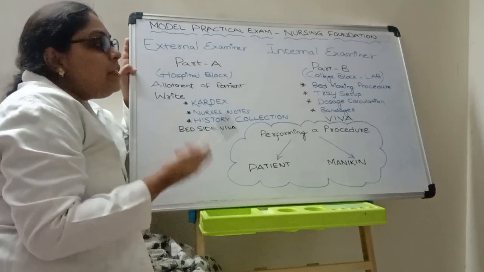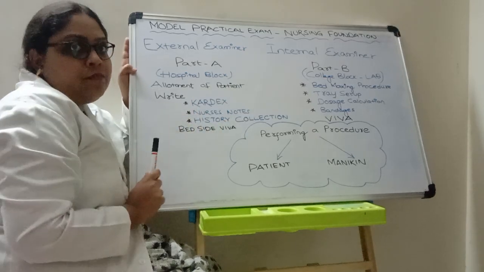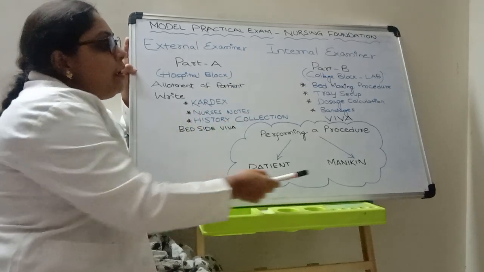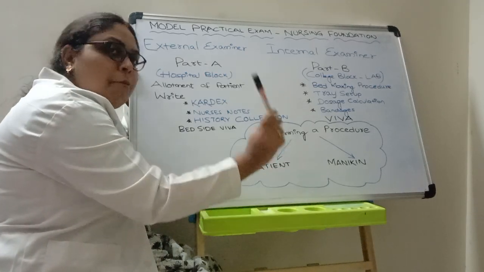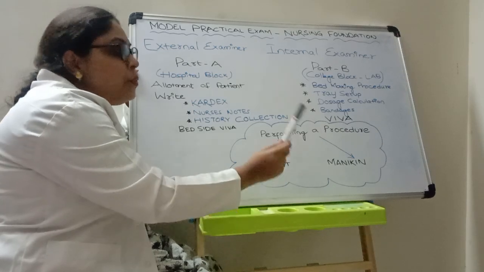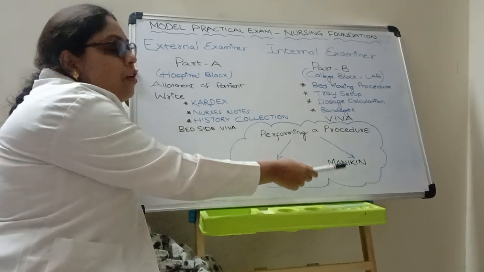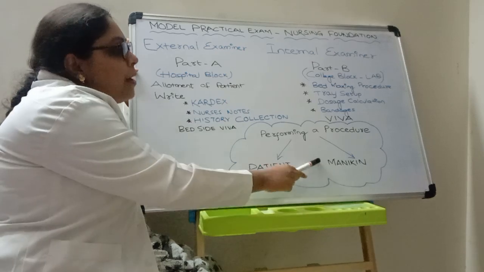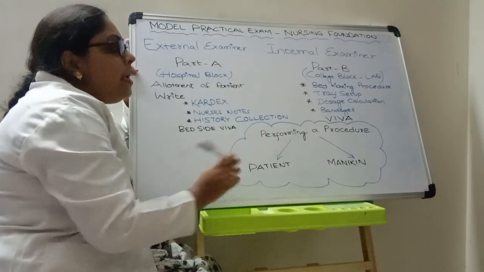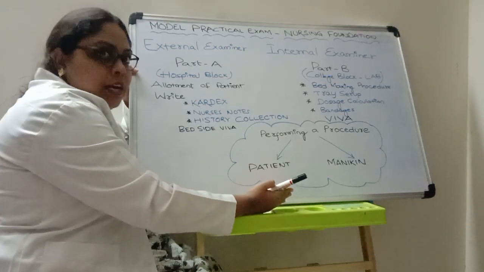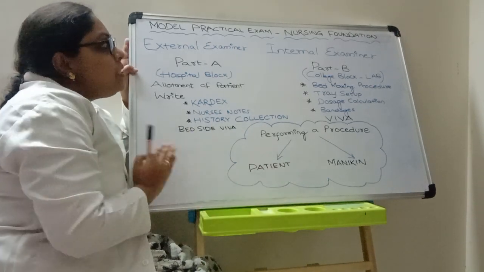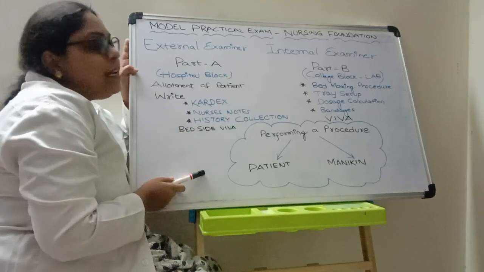Otherwise, they may have planned it in the lab. So in the lab, you'll be given one mannequin or sometimes they may give you one partner. So you have to do that procedure on that mannequin or partner. So by this, performing a procedure will be finished. It may be done in part A or part B. Clear? So I hope this is the pattern of practical examination.